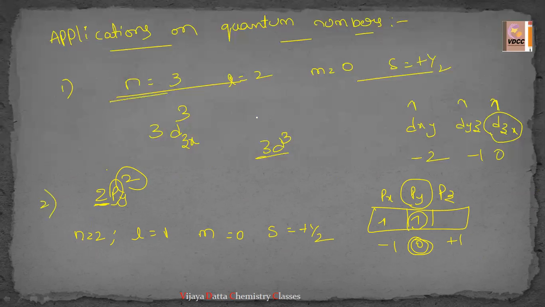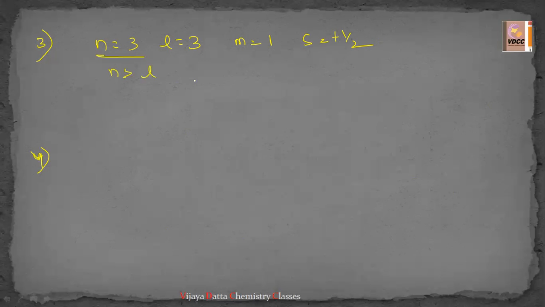So from quantum numbers we can identify the orbital, and if they give the orbital, we are able to identify the quantum numbers. And the third type, sometimes they'll give it like this: n equal to 3, l equal to 3, m equal to 1, then s equal to plus half. They can ask you to identify whether it is possible or not. If they give this, that is not possible. Why? Because the n value should always be greater than l, but n is 3 and l is 3. So n equals l, and this is the wrong quantum number.